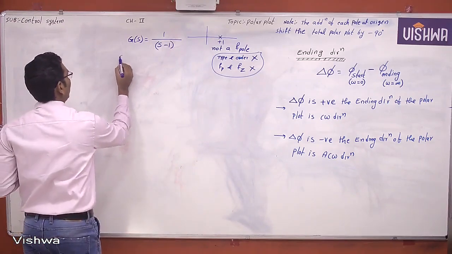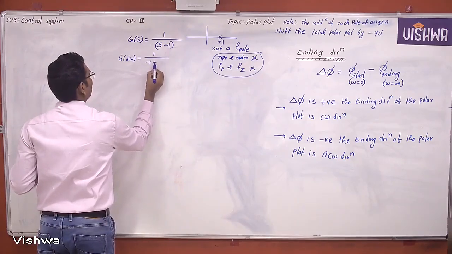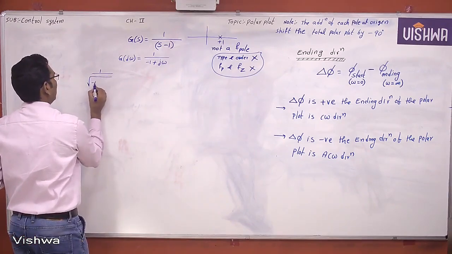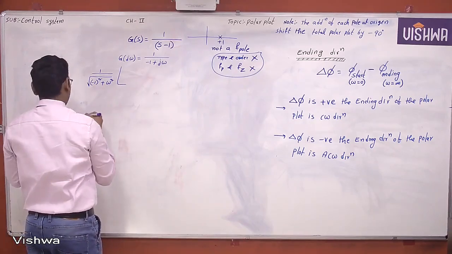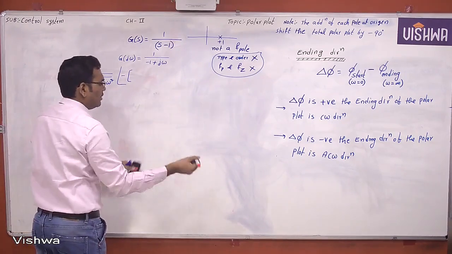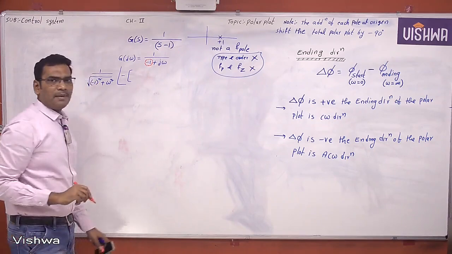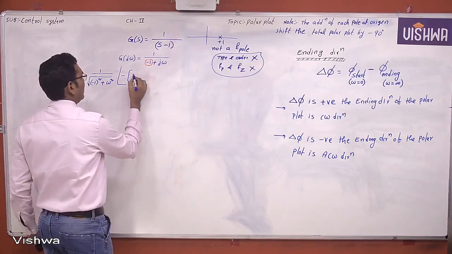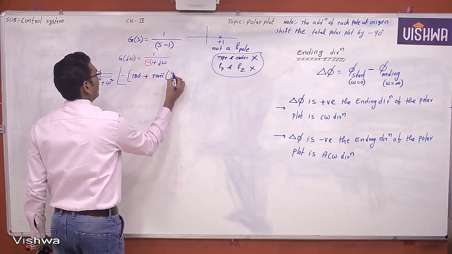Replace s equal to j omega. G of j omega is equal to 1 divided by minus 1 plus j omega. Magnitude is 1 divided by square root of a square plus b square. Phase angle is denominator minus. Did you observe this? This is the real part. When the real part is negative, and I am saying this n number of times, the angle is not 0 degrees, the angle is 180 degrees. Therefore, this is nothing but 180 degrees plus tan inverse of imaginary part by real part.